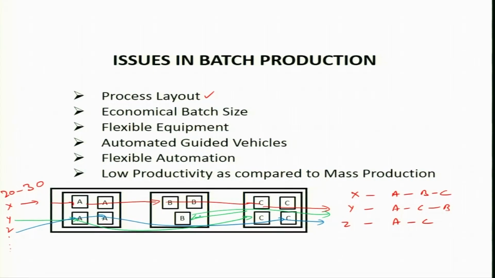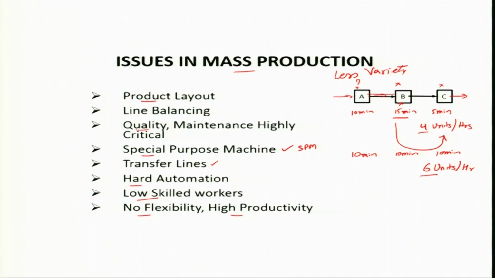So, you will find there is a crisscross movement also. I have shown only 3 workstations, but if there are 20, 30 workstations, you will find that there are backtracking and crisscross flows in batch production systems. So, that is why layout is very, very important. The most important issue in a batch production system is layout, so that you design the layout in such a manner that the material handling or material movement is minimum, whereas no such issue is there in the mass production system.